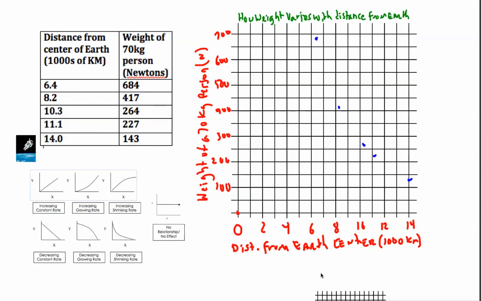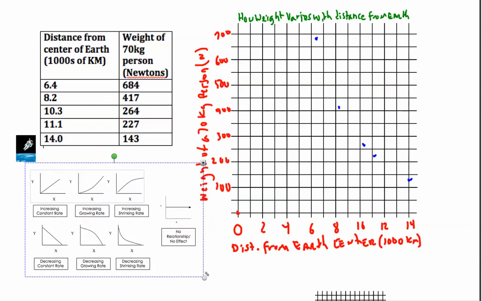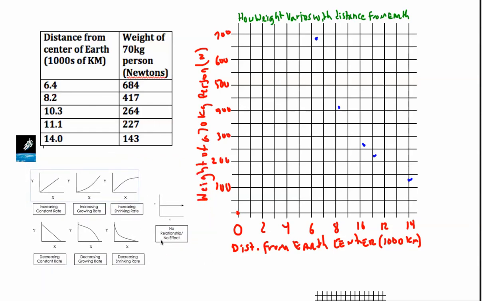All right, I brought back from the front page this list of types of graphs, types of relationships really. This relationship shows an increasing constant rate, so as x increases, y increases, but at a steady rate. This one's called an increasing growing rate, increasing shrinking rate, decreasing constant rate, decreasing growing rate, decreasing shrinking rate, and no relationship at all.